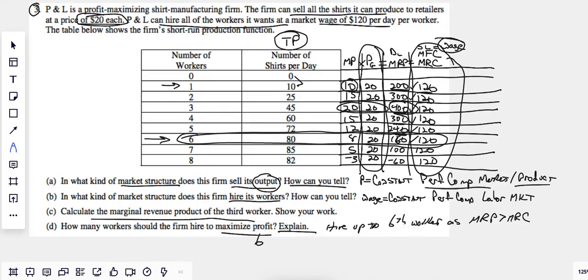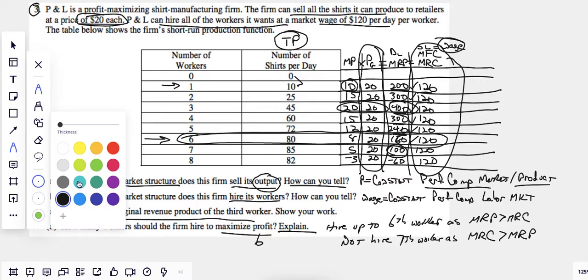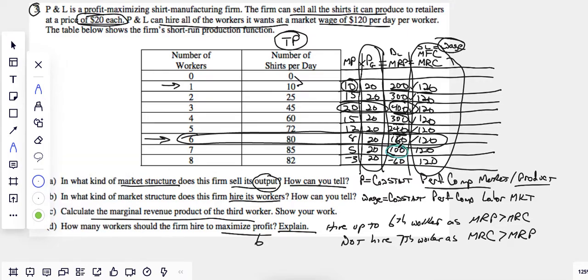I would go a little further here, though, and say I would not hire the seventh worker as the marginal revenue cost is greater than the marginal revenue product. Recognize that the product here, let's do a different color just so it stands out a bit, is less than what it costs us to hire this guy. What he brings in is less than what it costs us to hire him, so I would not hire the 7th worker. Obviously, that implies the 8th also. But I think this would get you the point.